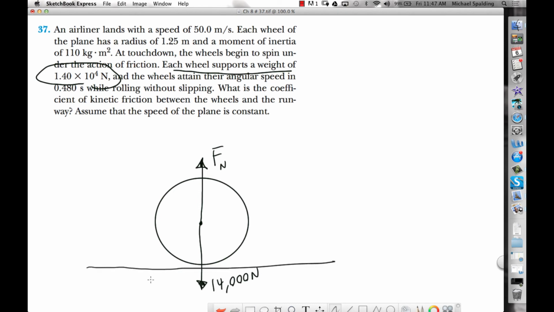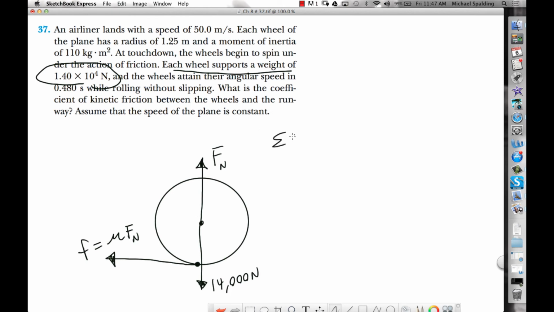When the wheel hits the ground, we said that friction is what makes it start spinning. Which way is friction going to be on the wheel? To the left or to the right? To the left. Friction is going to be this way. And guys, friction is still coefficient times normal force, like that. Okay, so there's our free body diagram.